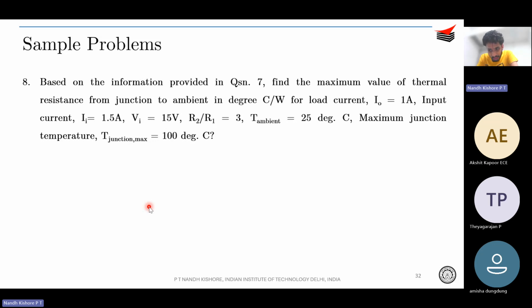R2 by R1 is 3. Now they have changed R2 by R1. R2 by R1 is 3. The ambient is 25, and your maximum junction temperature needs to be less than 100 degrees. So what is the thermal resistance that you have so that your junction temperature is 100 degrees?